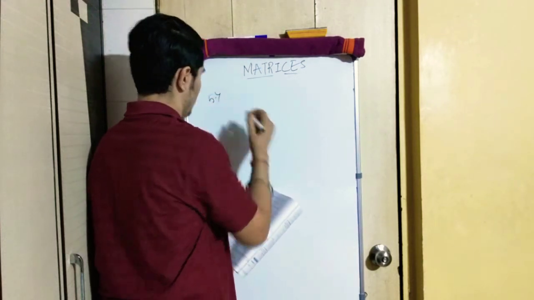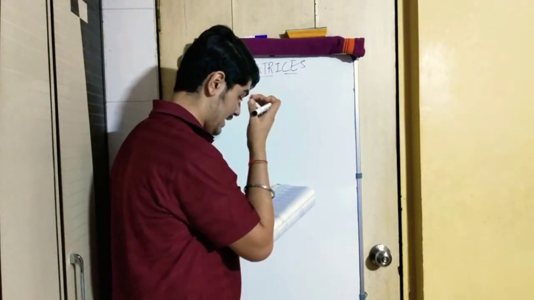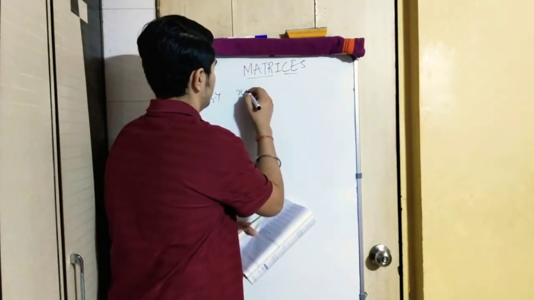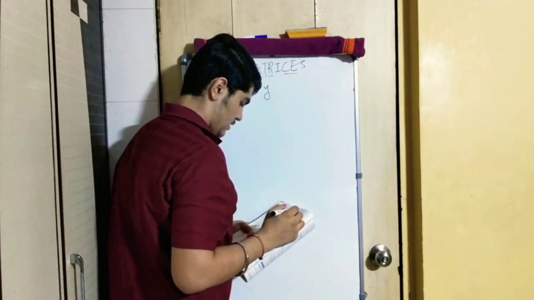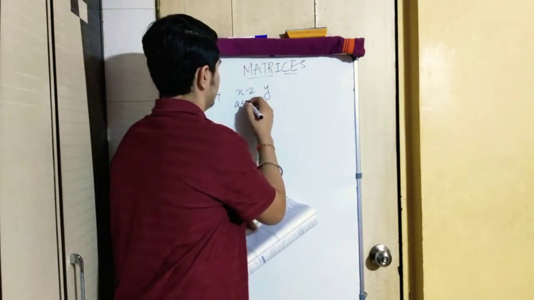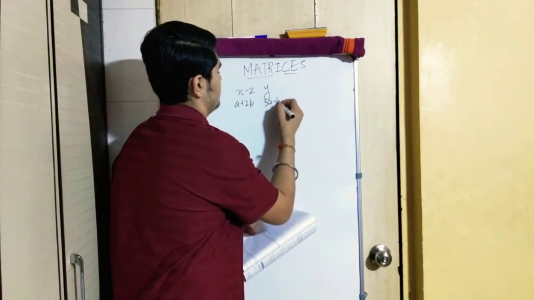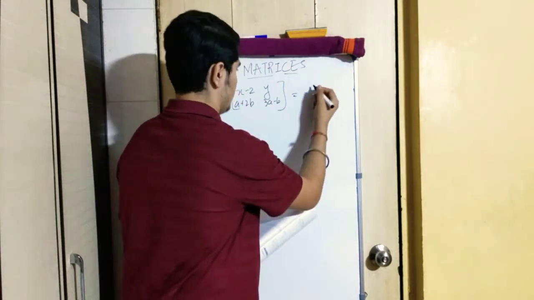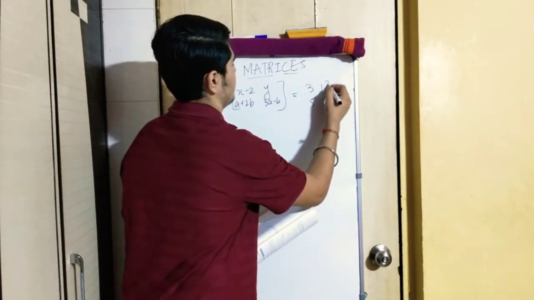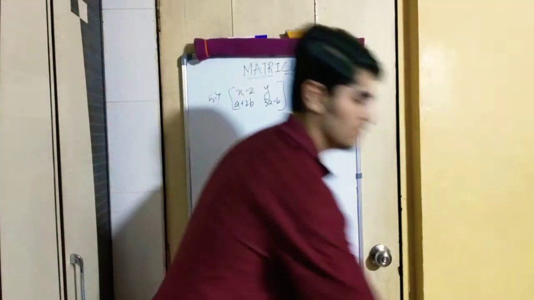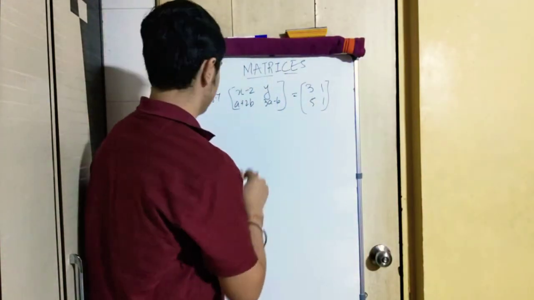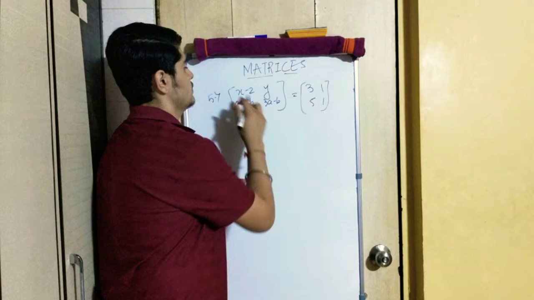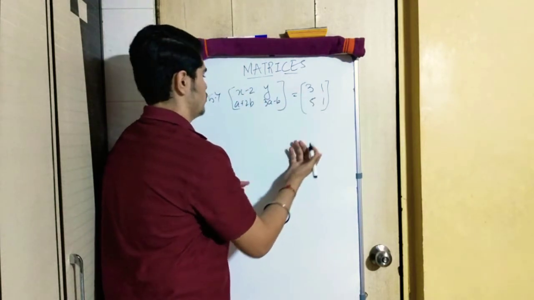So your fifth sum, find the values of x, y, a and b. There are 4 variables given: x minus 2, y, a plus 2b, 3a minus b. Again a 2 by 2 matrix, 3 1 5 1. So again, by comparing, we check the values of order of matrix. Here the order of matrix is 2 by 2. Here also it's 2 by 2.